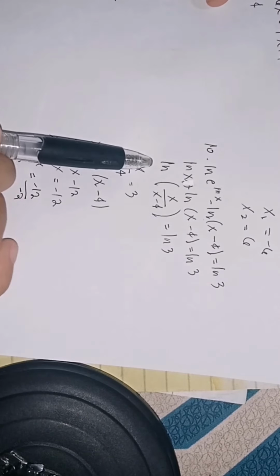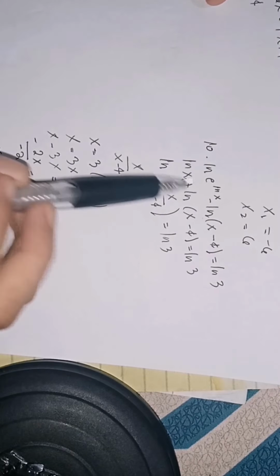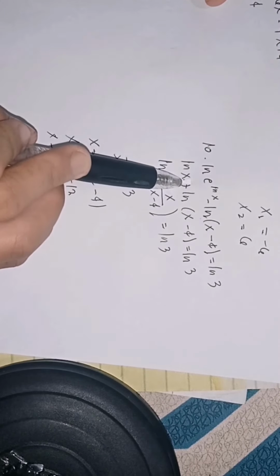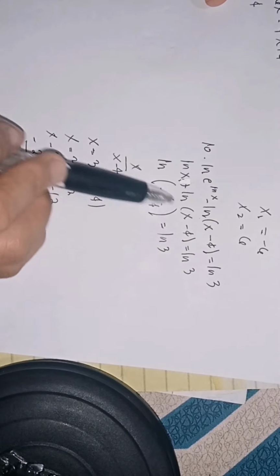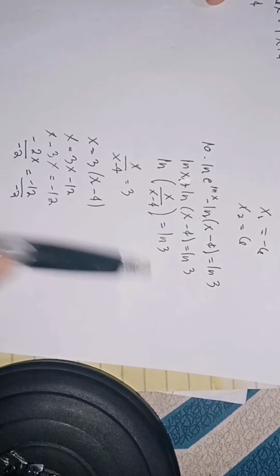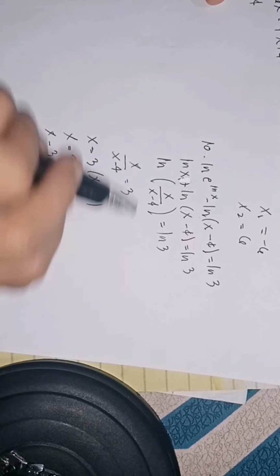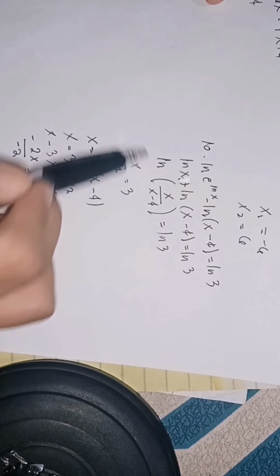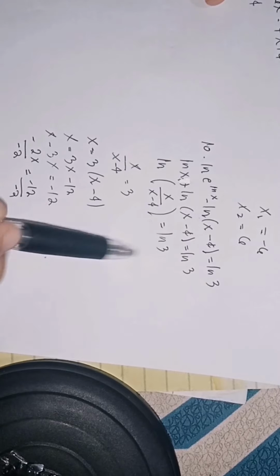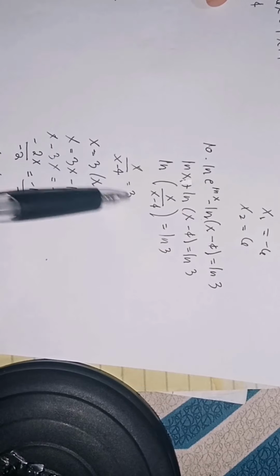And the next is, this will be our denominator, and this will be our numerator. So, ln of x over x minus 4. And then copy the right side. Next is, simplify this. Divide both sides by ln, so they cancel. What remains is x over x minus 4 is equal to 3.